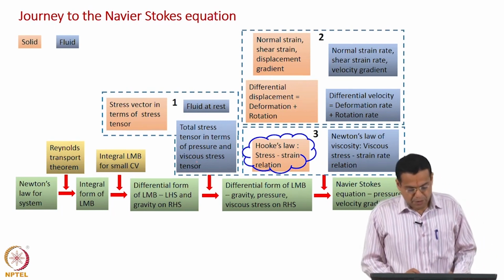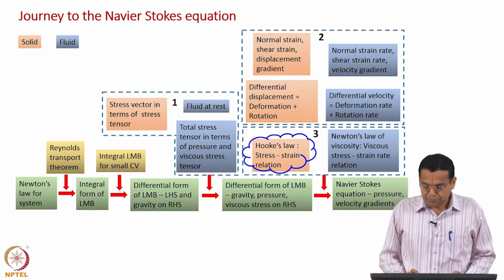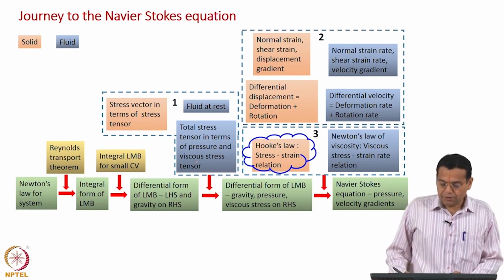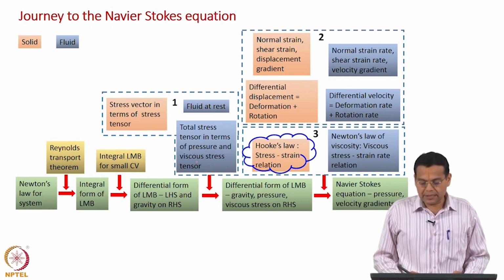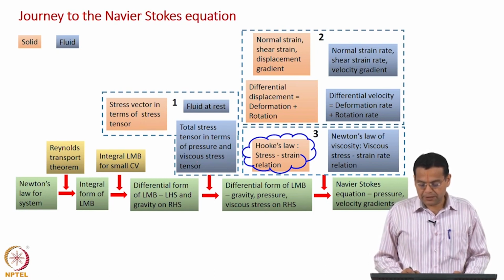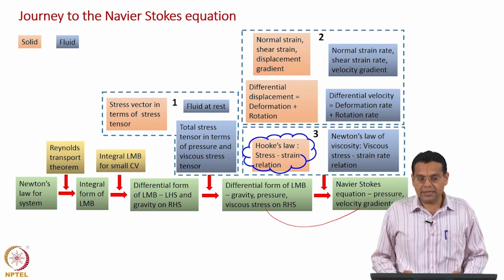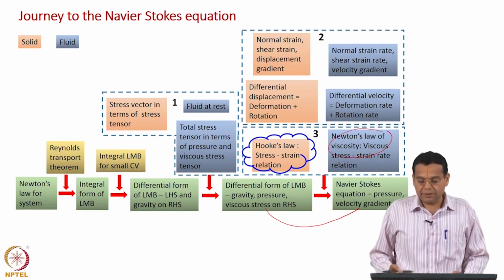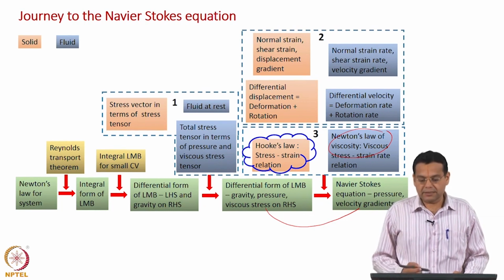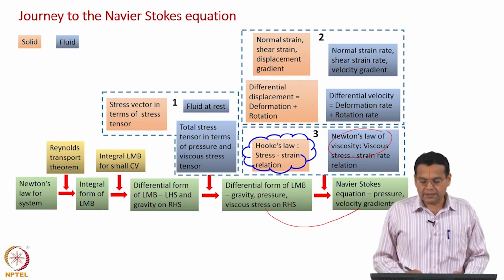To summarize, what we have done is discuss Hooke's law, which is the stress strain relationship. Why did we discuss that? We want to express the viscous stress in terms of the velocity gradients or the strain rate, which is Newton's law of viscosity. But to understand that, we took a diversion to solid mechanics the third time and the last time, and discussed the stress strain relationship, so that you can extend that to the stress strain rate relationship.